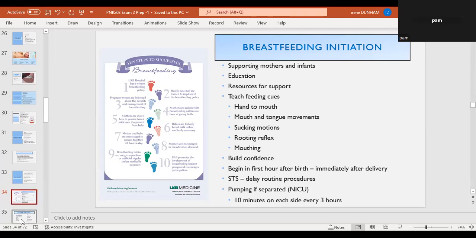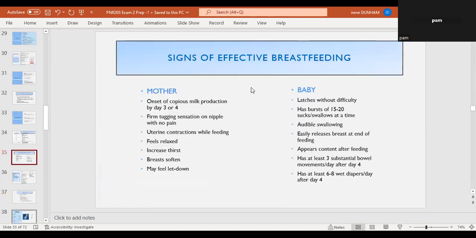Okay, so breastfeeding is the best, they always say. So signs of effective breastfeeding. Okay, so this here, the mom has the amount of milk she needs. Sometimes you get really a lot of milk production by day 3 and day 4. The milk comes in and you can really feel it. And it goes, oh my gosh. And you want to get that baby to the breast.